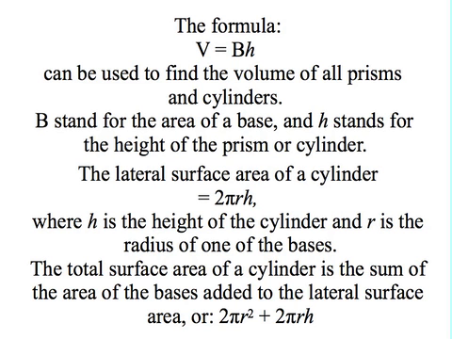The total surface area of a cylinder is the sum of the area of the bases added to the lateral surface area, or 2 pi r squared plus 2 pi r h.